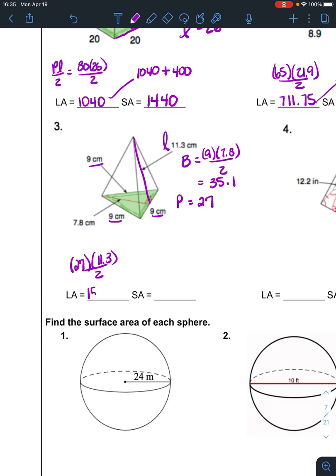is 152.55 centimeters squared. It came out nice to 0.55, so I'm not going to round it. We'll just leave it at 0.55.